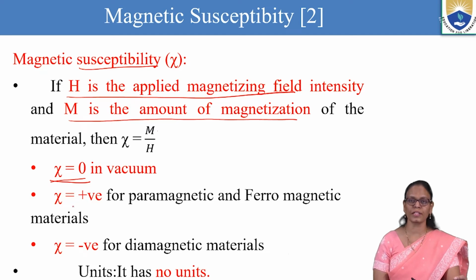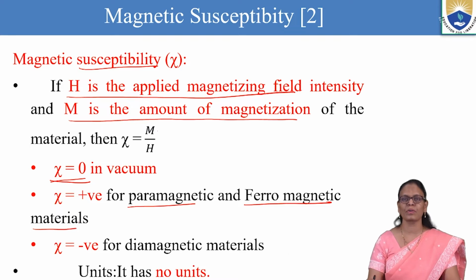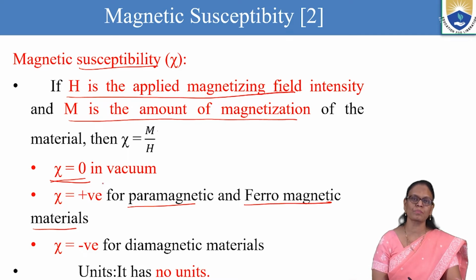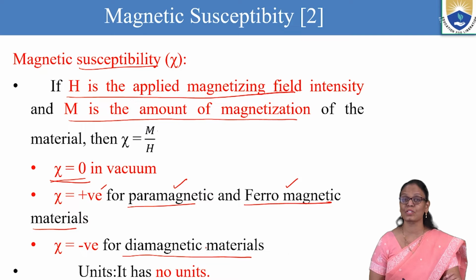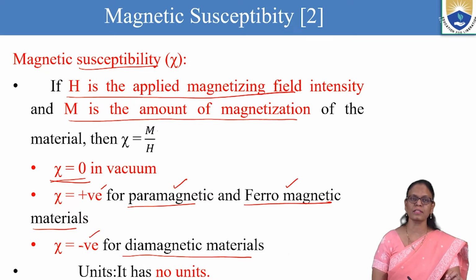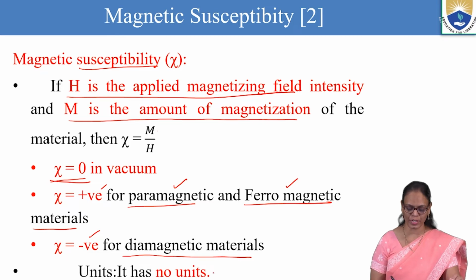And this is positive for paramagnetic and ferromagnetic materials. So in the next lecture, I'll be discussing different types of magnetic materials. There we will discuss more about this value of chi being positive. But you have to remember that whenever we are considering paramagnetic and ferromagnetic materials, chi is positive. And for diamagnetic materials, which cannot be magnetized easily, the value is negative. Chi is negative and it has no units.